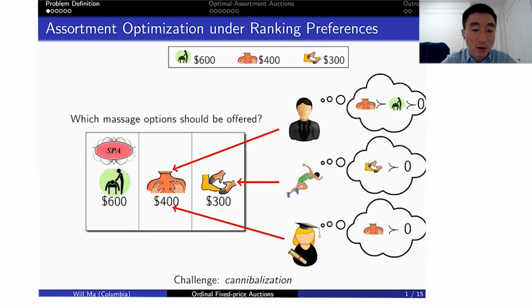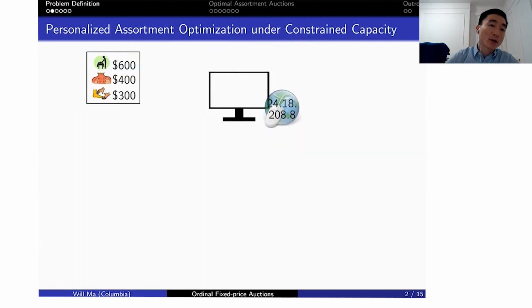It's NP-hard in general. And the key challenge here is cannibalization, where adding certain products into the assortment that I show will cannibalize the sales of others because the customers are unit demand. Okay, and then over time, assortment optimization has gotten more sophisticated.